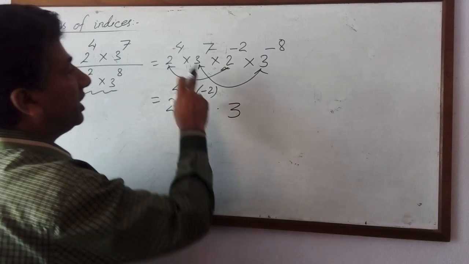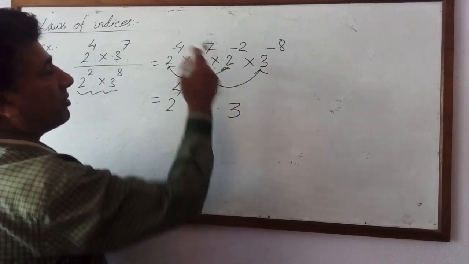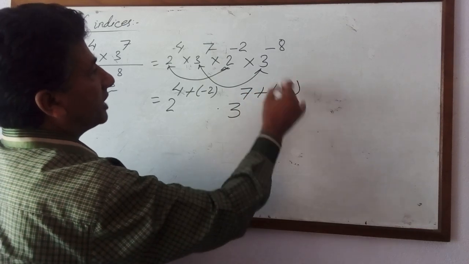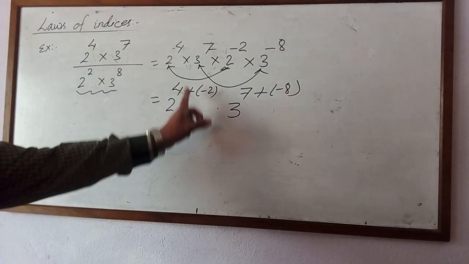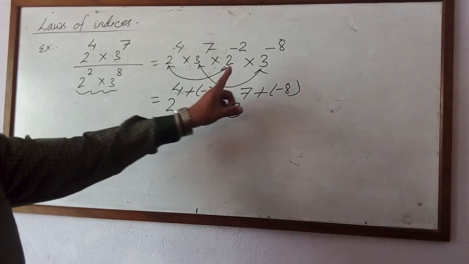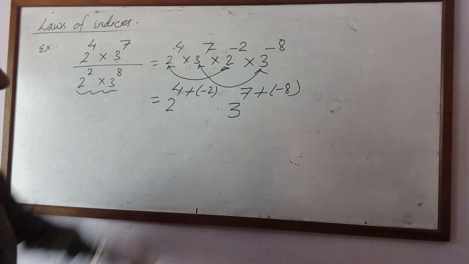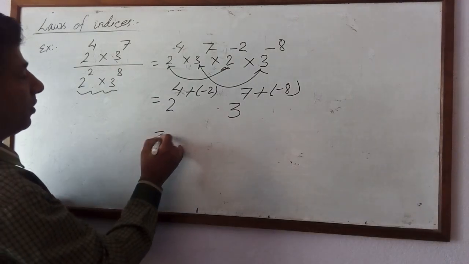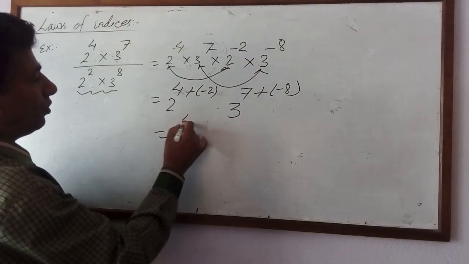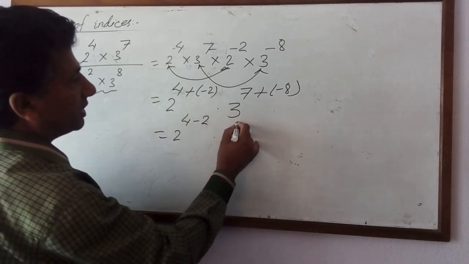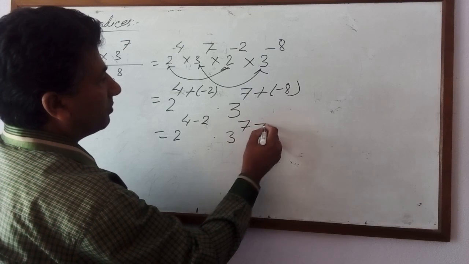Now next one is 3. This 3, here also 3. It has power 7 plus minus 8, it has power minus 8. Now when the bases are the same, we have to add the powers. You cannot add the powers of different bases. The base must be the same. Remember that first rule. Now again, 2 to the 4 times 2 to the minus 2, and 3 to the 7 times 3 to the minus 8.